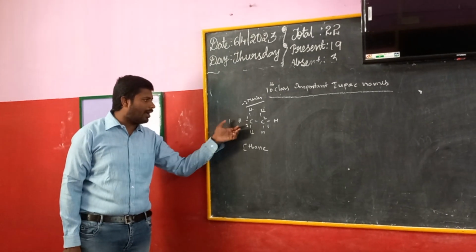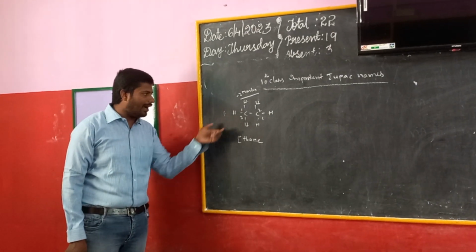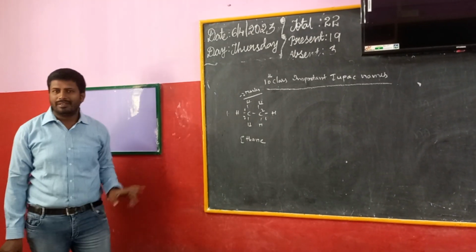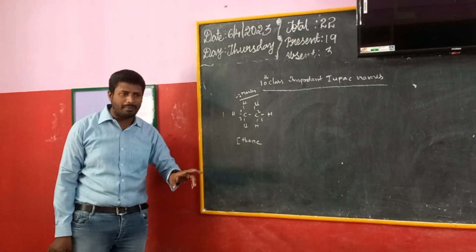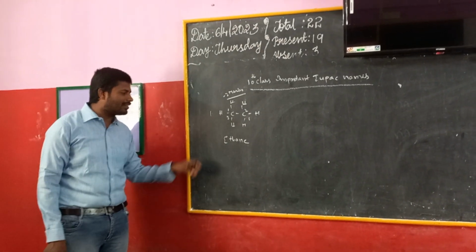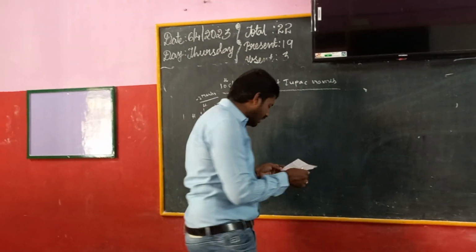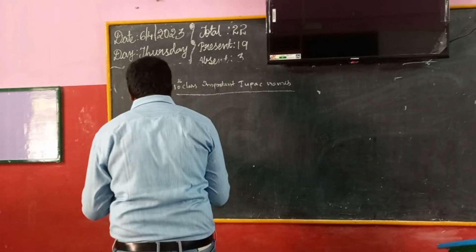It is ethane because 2 carbon chains are there, and moreover the longest carbon chain is 2. If we have 2, it is eth. Single bond means ane. Double bond means ene. Triple bond means yne. So, basing on this, the given compound is ethane. Let us go for one more example.